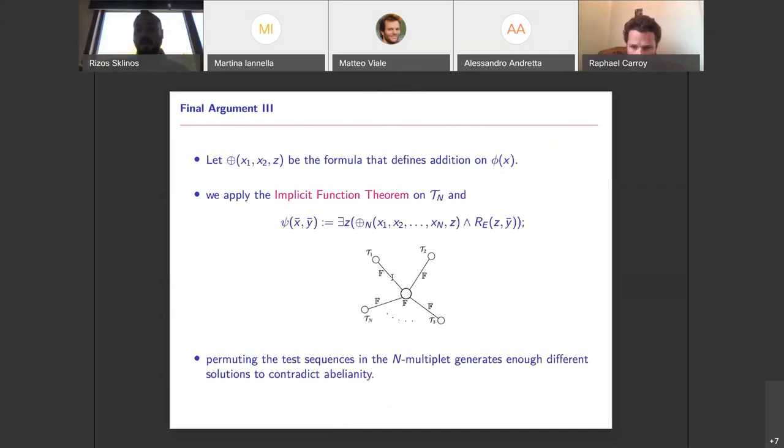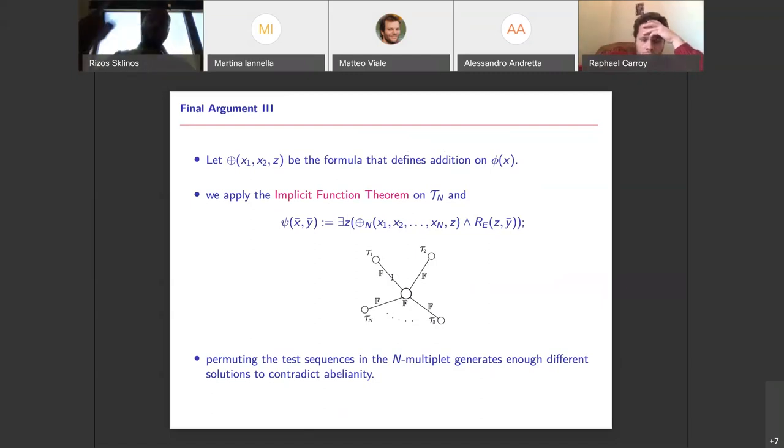And this is what we do now. So we use the implicit function theorem on the multiplet tower and the formula that gives me the n summands for the addition, right? So I'm going to get a formal solution somewhere in this multiplet of towers. And if I change the test sequences for the different branches of the towers, it is the same as changing en plus one, en plus two, en plus three. So this is the corresponding argument for towers. Of course, it takes some effort dealing with normal forms, because normal forms here are not just normal forms for free products, but we have a graph of groups, but still we have normal forms and we can contradict some.